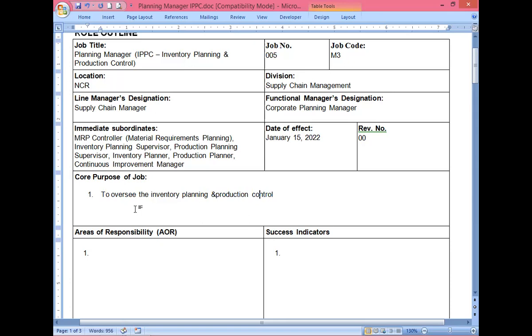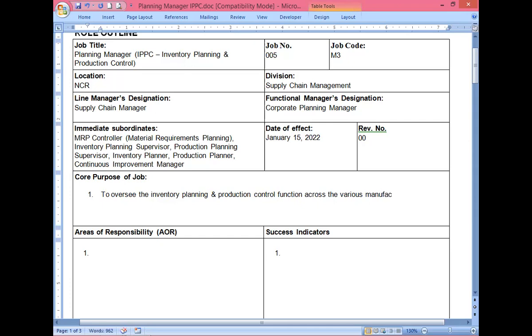Okay, let me put a space here. All right, and then, of course this is a function. So function. Across the various manufacturing plants.